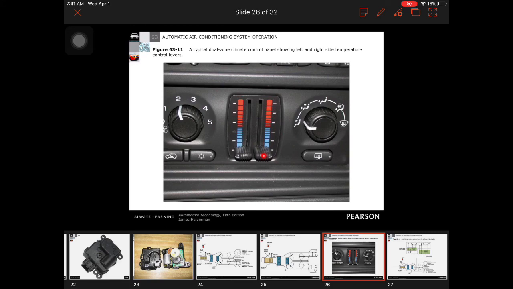But if we want it as hot as we can possibly get it, we've got to take this knob and move it all the way to the top. If you're just a little bit off the top, it's not full hot. It has to be all the way to the top, okay?